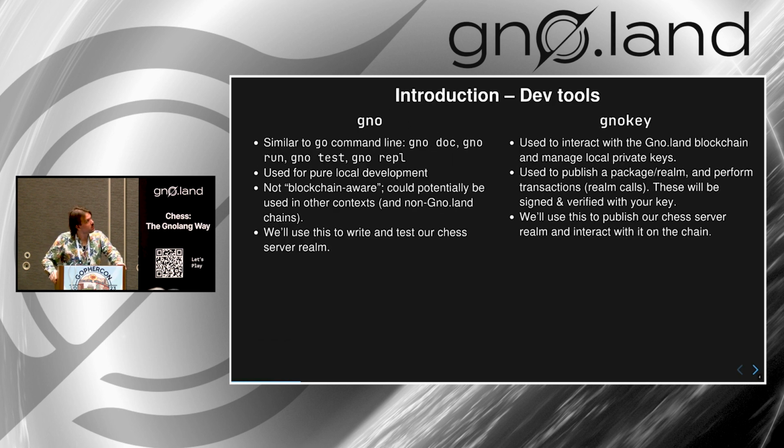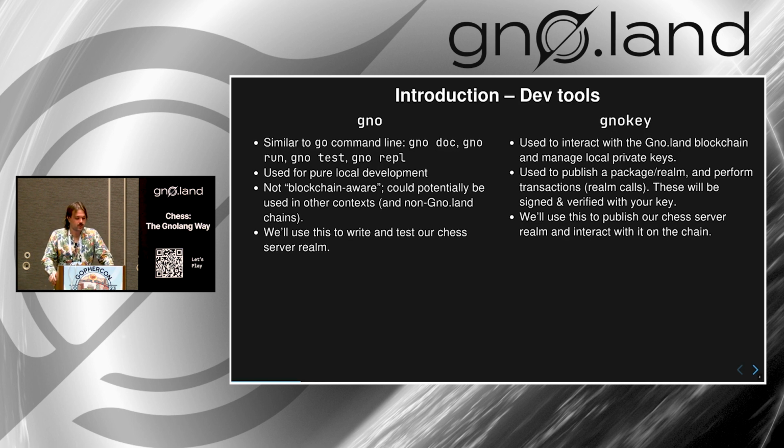Next up, I'll be shortly introducing the dev tools we'll be using today. So we have the command line tools. We have two main ones, which are Gno and Gnoki. Gno is quite similar to the Go command line tool you may be used to. So it has things like go doc, go run, go test. It also has a REPL, like Python, because as I said, we're interpreted, so you can simply run expressions and it'll execute them for you.